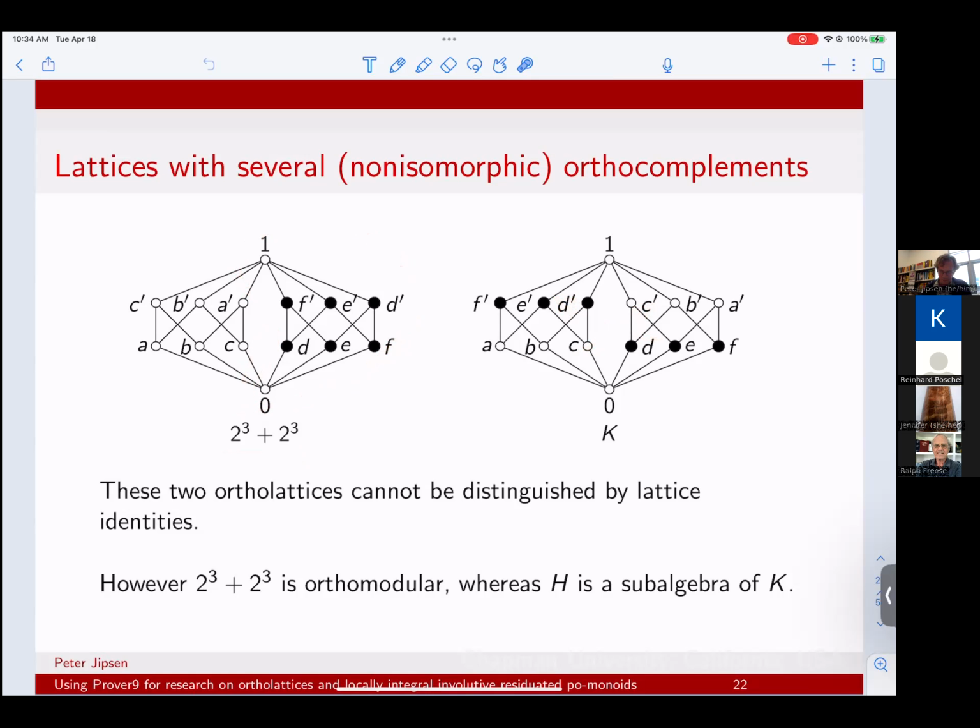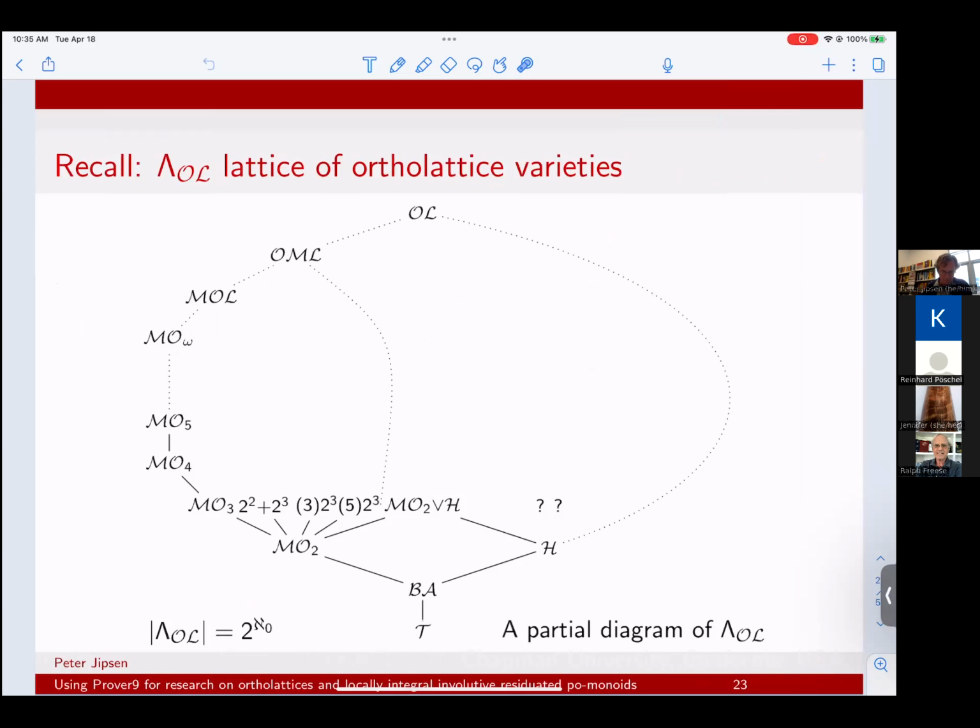They cannot be distinguished by lattice identities, obviously, but they do not generate the same variety, because the one on the left is orthomodular and the other one has H inside it. For example, here is a copy of H as a sublattice. So now let's look at this picture again.